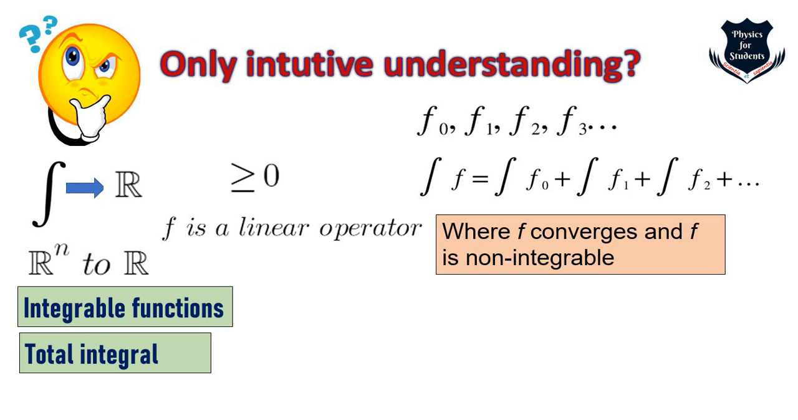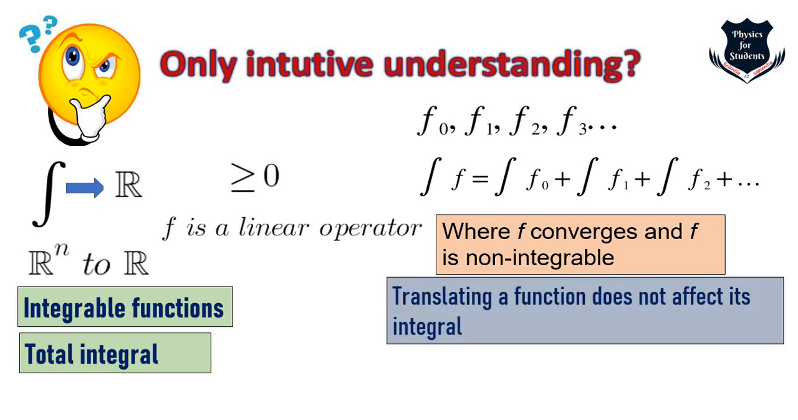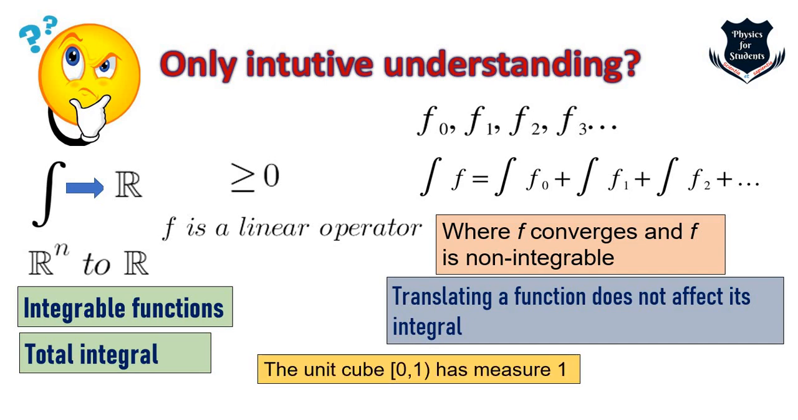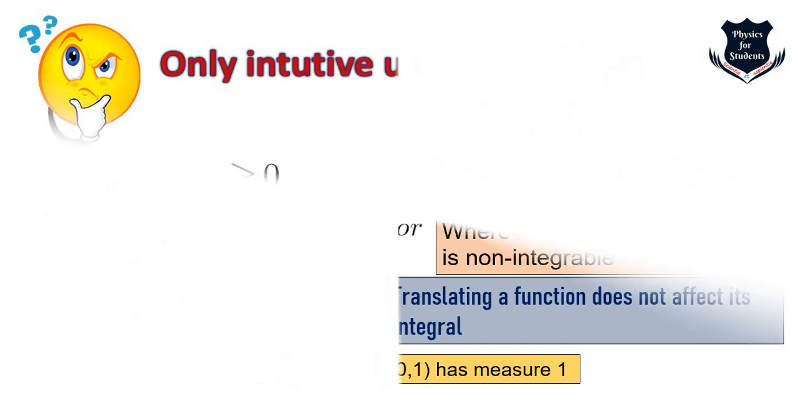Another most important point is that translating a function does not affect its integral. Now this is very, very important. When we translate a function, it is not affecting its integral. That means what I showed you earlier, that we are trying to get some number which is invariant, which doesn't change with the change in topology. And the unit cube has a measure of 1. So that is a mathematical plus intuitive understanding of what is Lebesgue dimension.